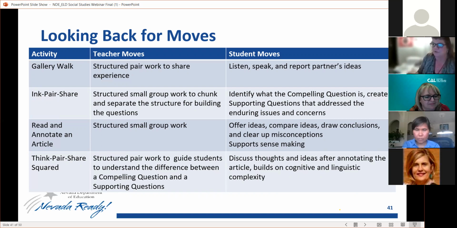What happens during the student moves? We offered ideas. We compared ideas. They drew conclusions. They cleared up some misconceptions, and it supported their sense making for a higher cognitive development. The think pair squared, yes, structured pair work to guide students to understand the difference between a compelling question and a supporting question. We discussed thoughts, ideas, and after annotating the article, we build upon cognitive and linguistic complexity. Next slide.